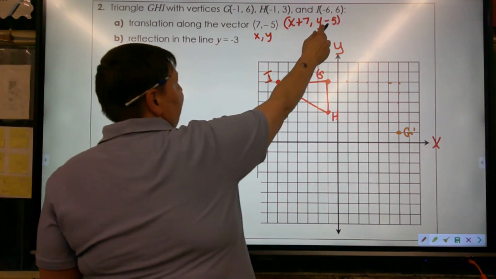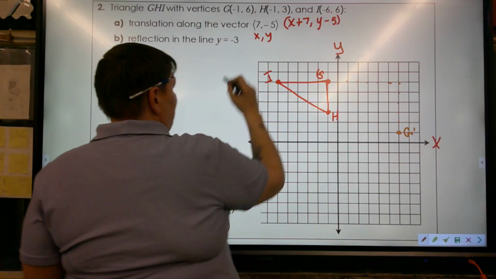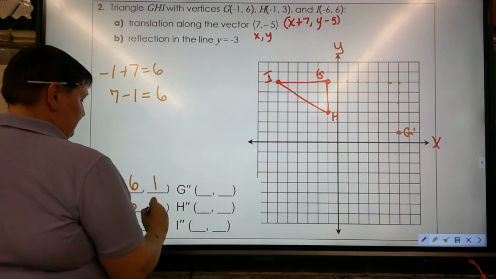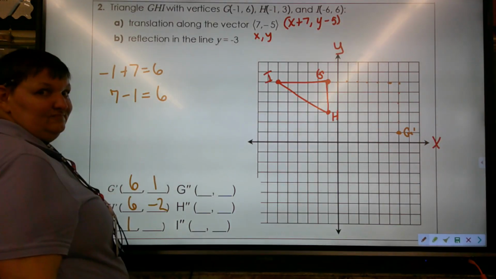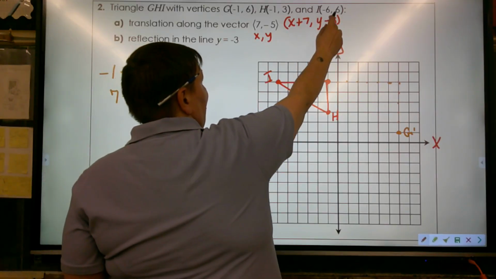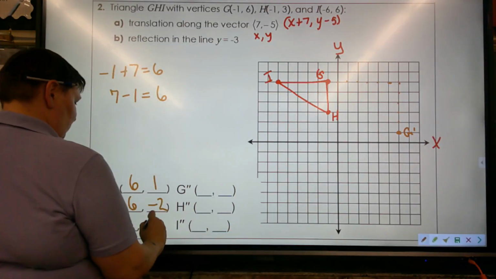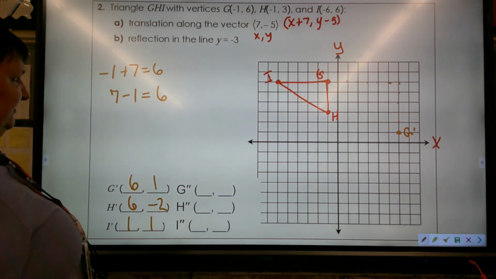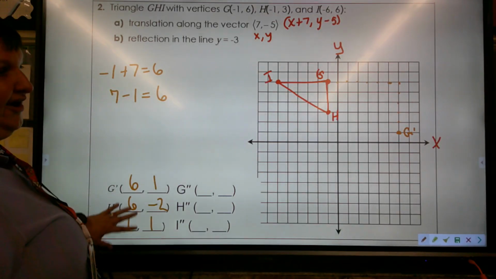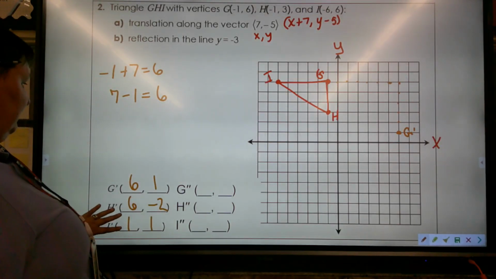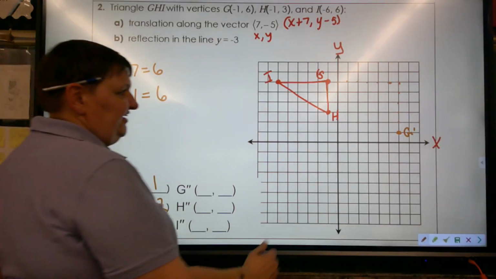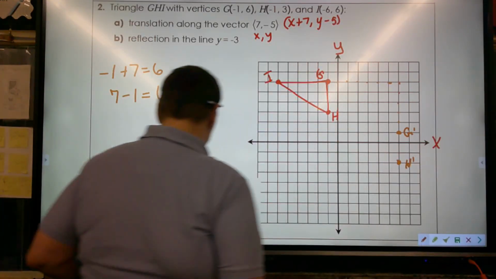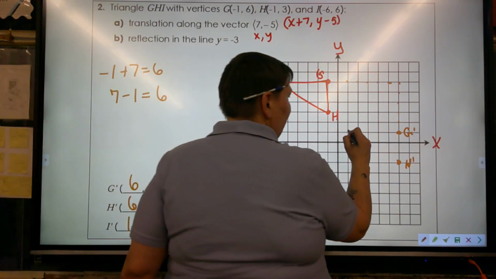And then we're going to subtract 5 from all the y's. 6 minus 5 is 1. 3 minus 5 is -2. Think of your number lines. And 6 minus 5 is 1. Right? So this will be our first prime, our first copy. So 6, 1 we've already got. 6, -2, and that's our H prime. And I prime is 1, 1.